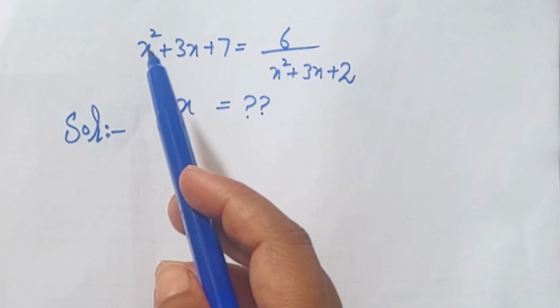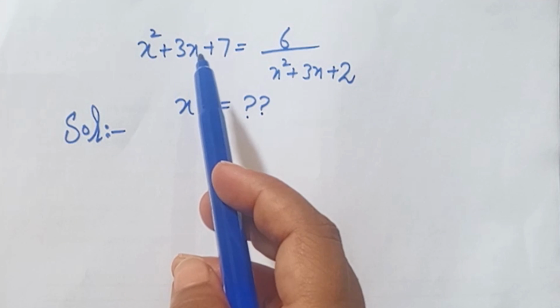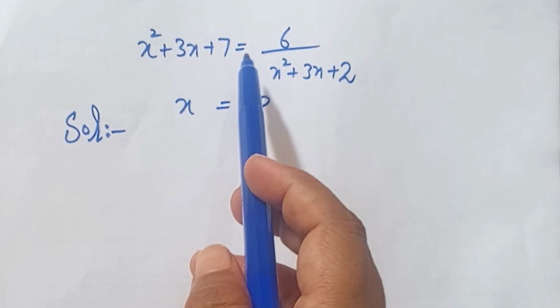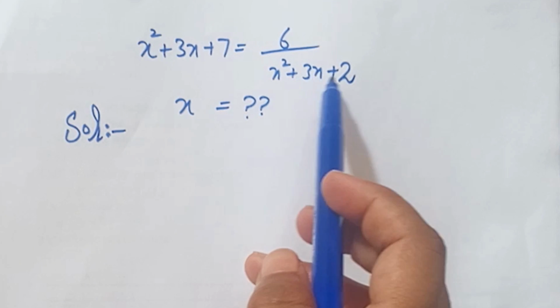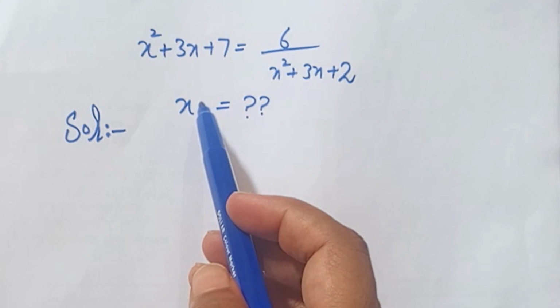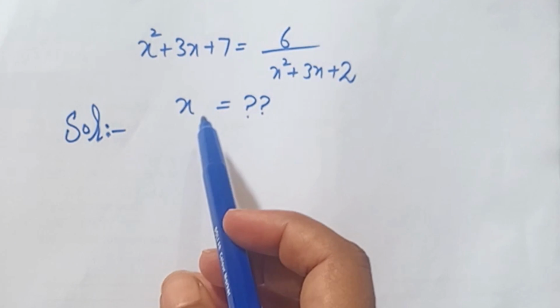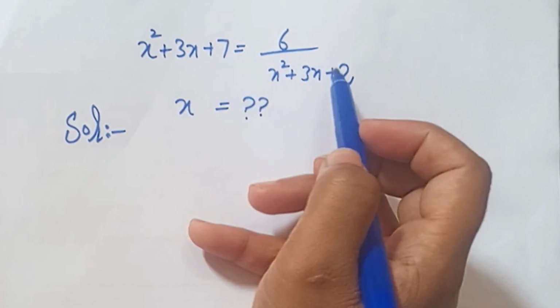And the question is x² + 3x + 7 equals 6 over (x² + 3x + 2). And we just find the value of x in our question. So let's start. Look at this given equation.